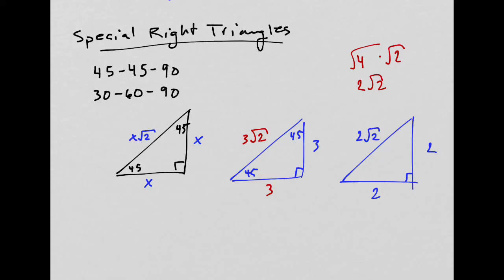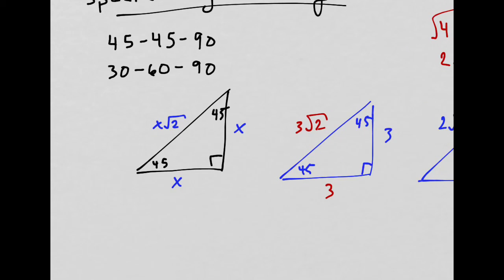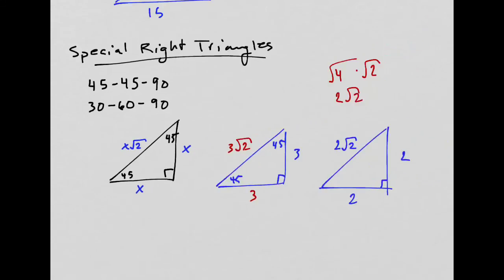So you can figure out a bunch of stuff really quickly without having to use the Pythagorean theorem over and over again. And in the next video, we're going to talk about 30, 60, 90 triangles. But the key thing for 45, 45, 90 triangles is both legs are congruent, and the hypotenuse is just the leg times the square root of 2. Sweet.